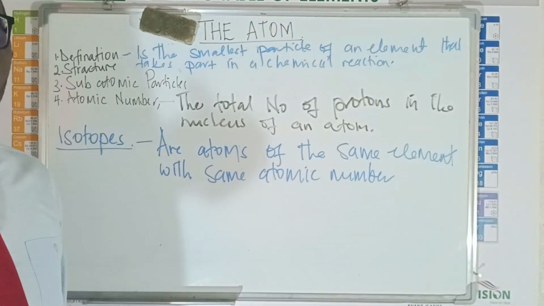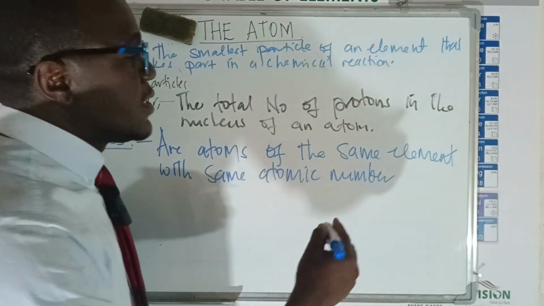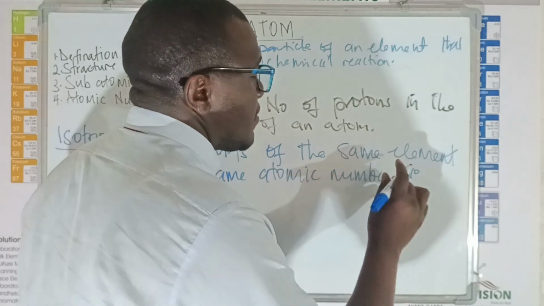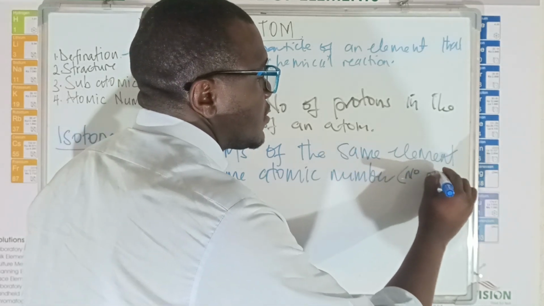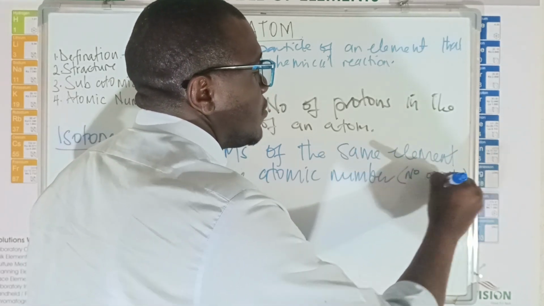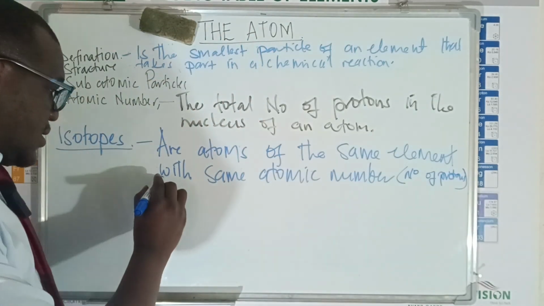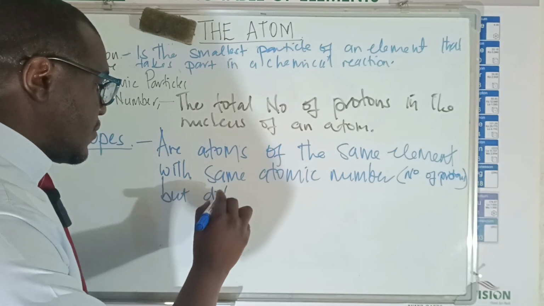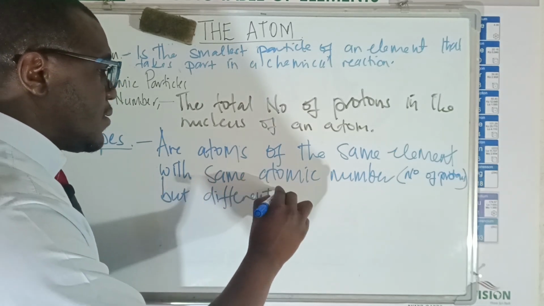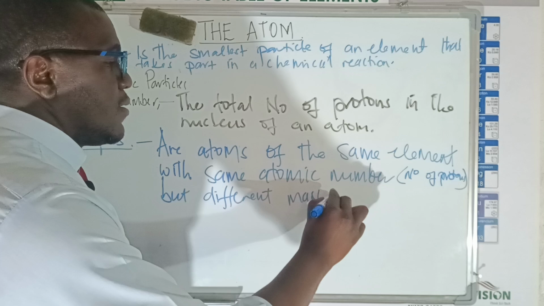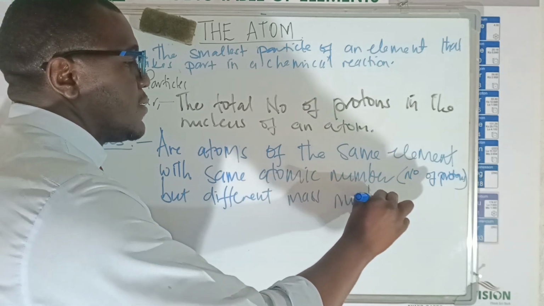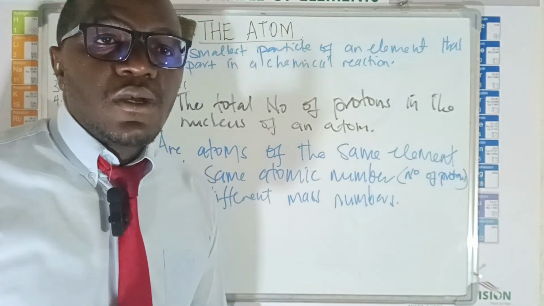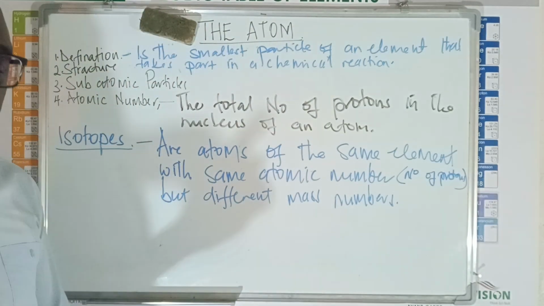Same atomic number. Atomic number, we say that is the number of protons. Same atomic number or number of protons, with the same atomic number, but different mass numbers. Somebody might want to say, but different number of neutrons. But let us have it this way for now.